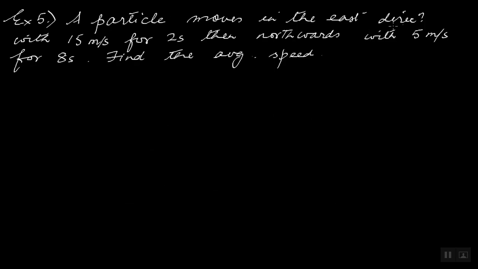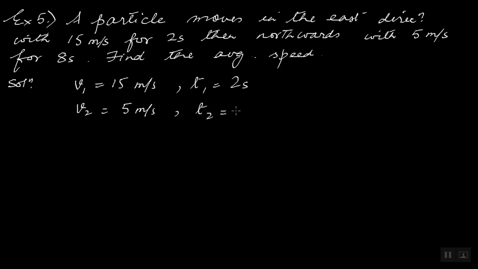A particle moves in the east direction with 15 meters per second for 2 seconds, then northwards with 5 meters per second for 8 seconds. Find the average speed. So since this is the average speed, we don't need to draw the diagram. All right, so here the first velocity v1 is 15 meters per second and the time t1 here is 2 seconds. Then the second velocity v2 is 5 meters per second and the second time here is 8 seconds.